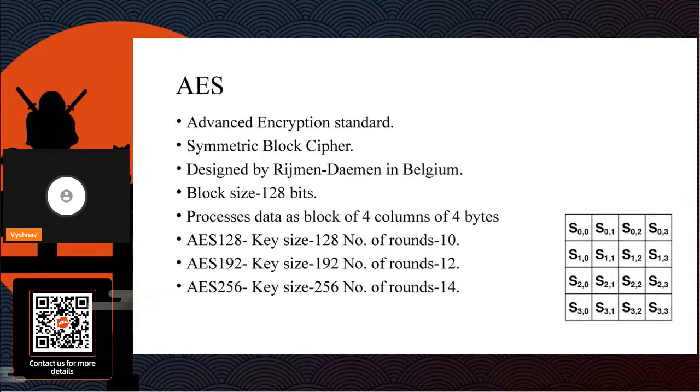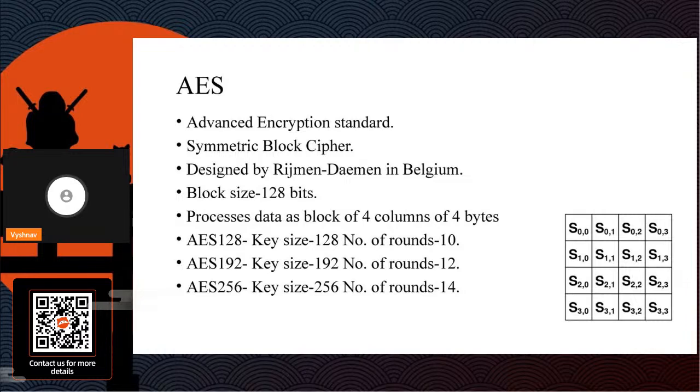AES was designed by Joan Daemen and Vincent Rijmen in Belgium. It is a symmetric block cipher. It is an iterative or SP network cipher rather than a Feistel cipher. So basically DES is a Feistel cipher, but AES is an SP network cipher. We'll talk about the difference between Feistel and SP a little later.